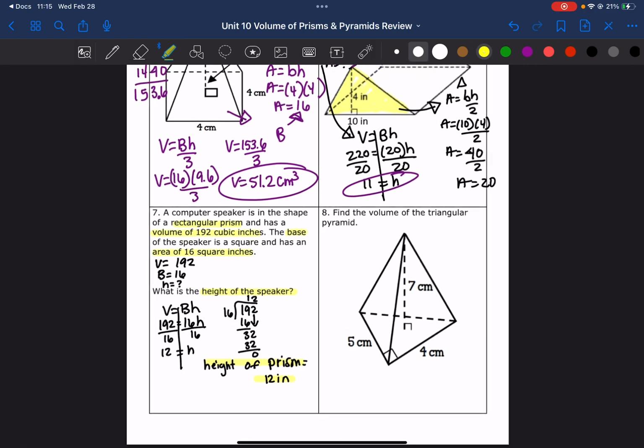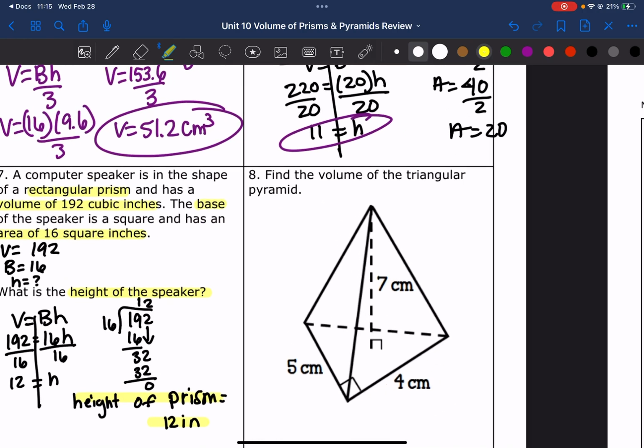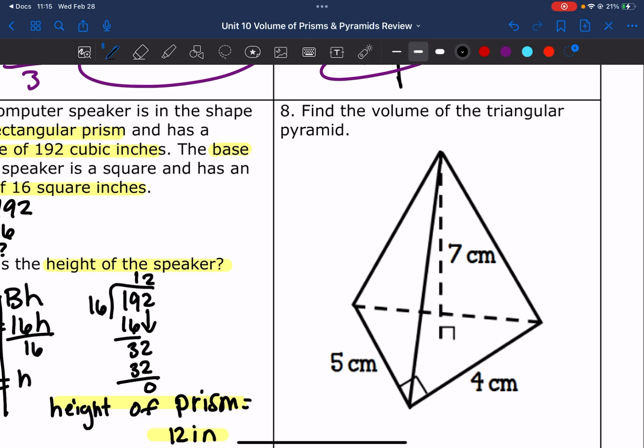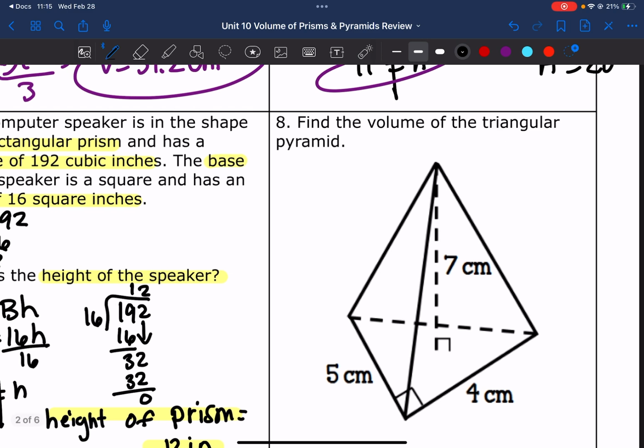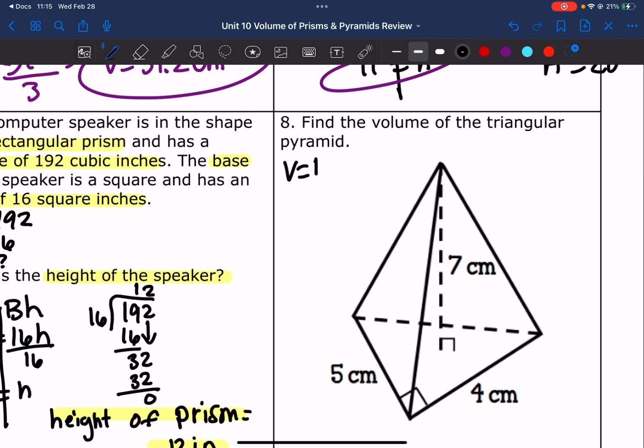Okay, let's move on to number 8. Pause if you need to. Okay, number 8 is a triangular pyramid. Okay, so the volume for a triangular pyramid is capital B times height, divided by 3. Okay, this capital B is found by finding the area of the base. Remember, the base is a triangle, so that means we are going to find the area of a triangle by doing base times height divided by 2. You can also write this as 1/2 base times height.